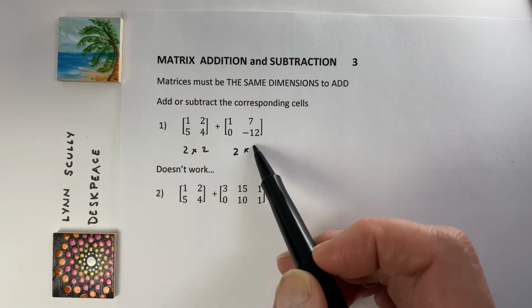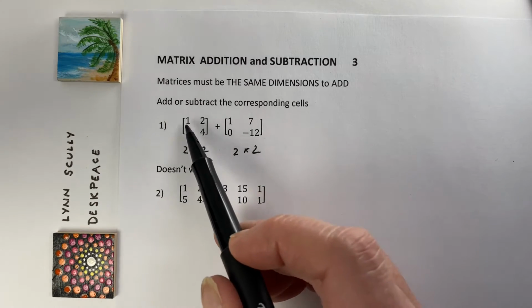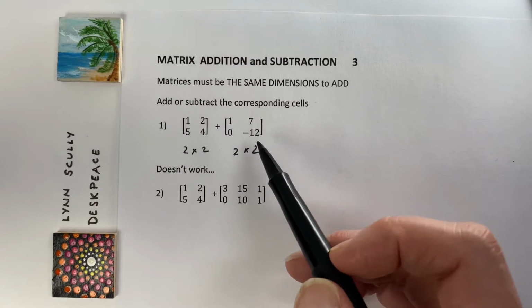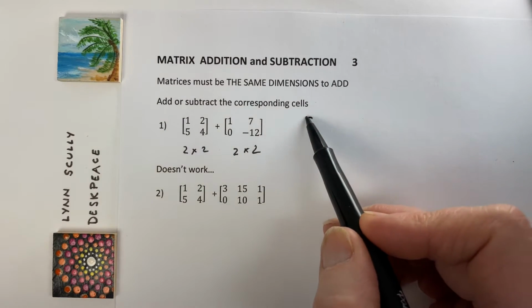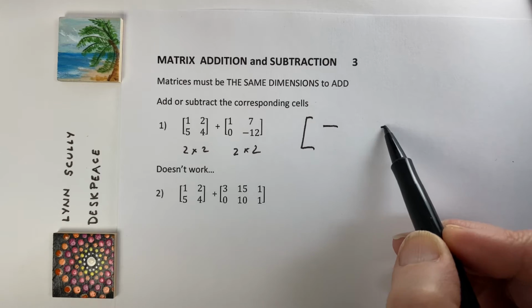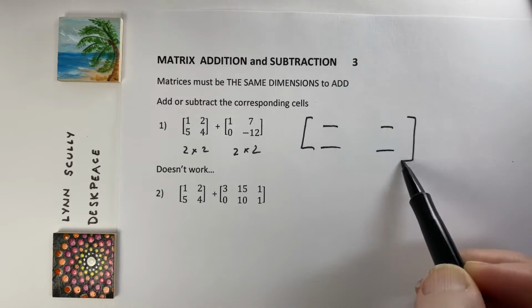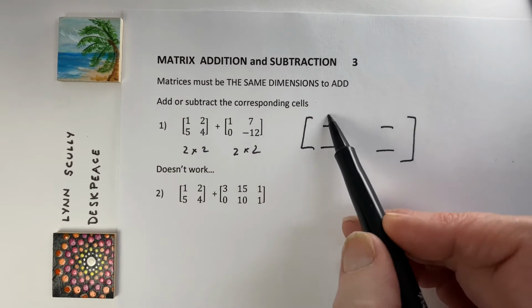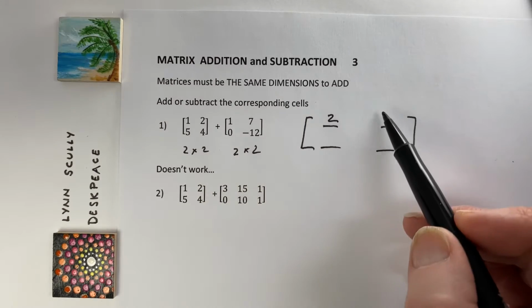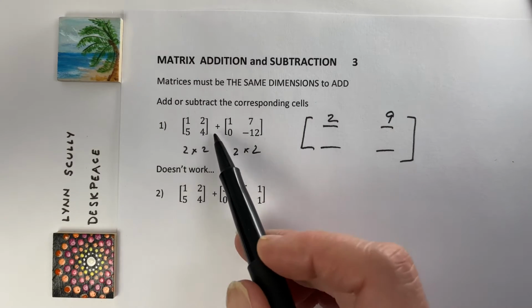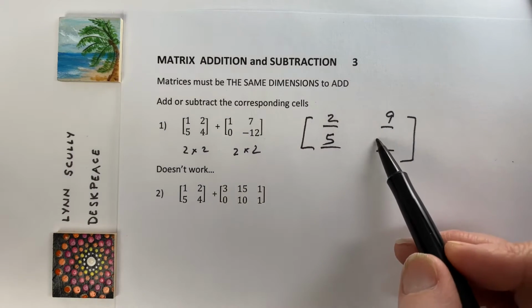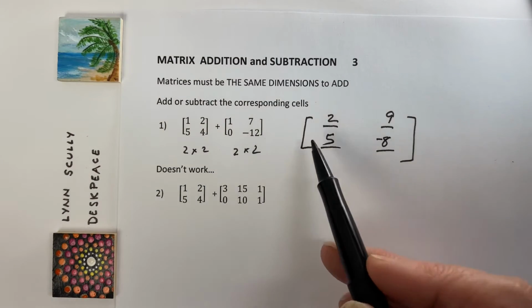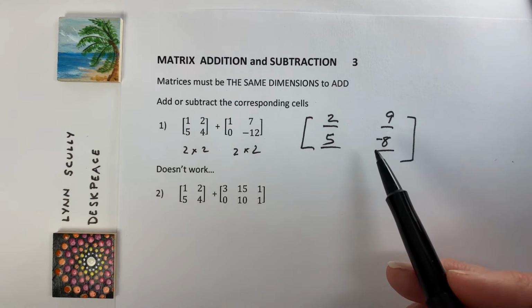And by the way, you don't need to know this because you can just tell looking at it that these are the same size. Therefore, I can add them. So I'm going to go 1 plus 1 is 2. 2 plus 7 is 9. 5 plus 0 is 5. 4 plus negative 12 is negative 8. You see the corresponding parts just combined.